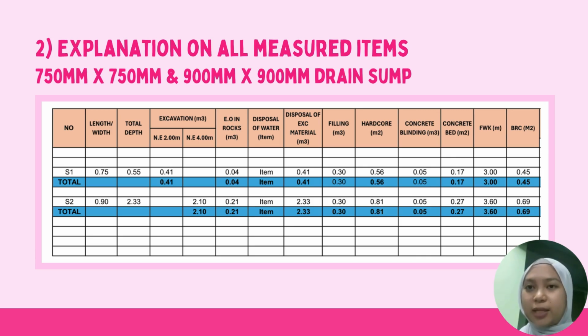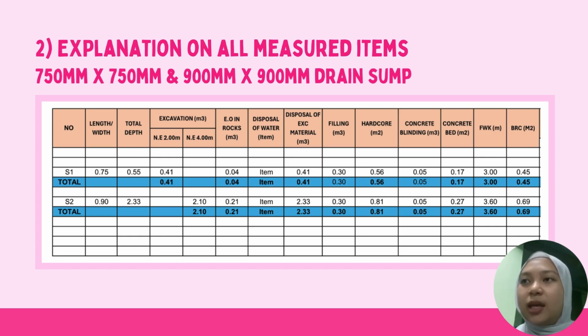the unit is item. The next one is disposal of excavated material, which the unit is meter cube. For disposal of excavated material in cubic meter, we times the length, width and depth. Next is filling. Also we times with length, width and depth. Meanwhile, for hardcore, we times the length and width.